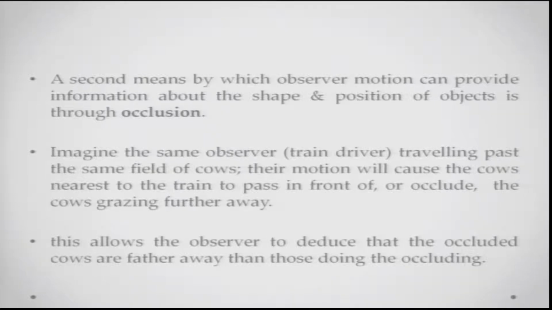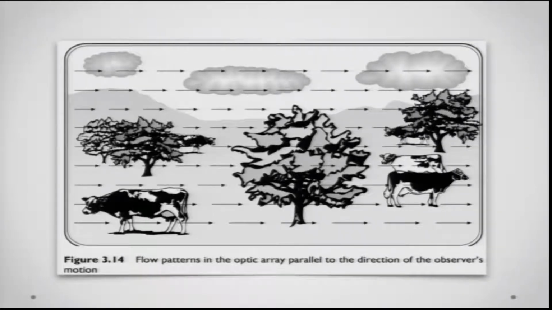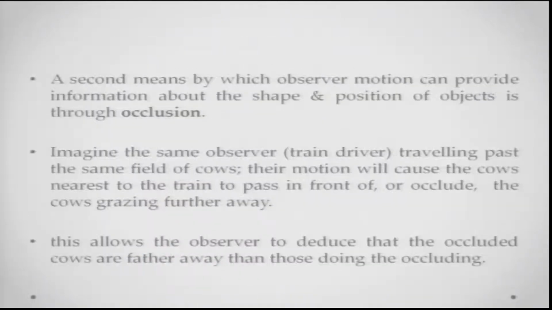If you go back to this figure, you will see that the second and the third cows, more towards the right, the third cow is actually slightly occluded by the second cow. This aspect of occlusion gives you an estimate that the third cow is slightly further away from the second cow. This is something which you can make out very easily. So this allows the observer to deduce that the occluded cows are farther away from those that are doing the occlusion.